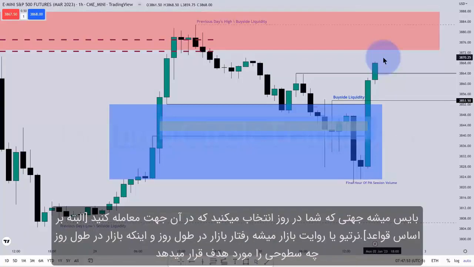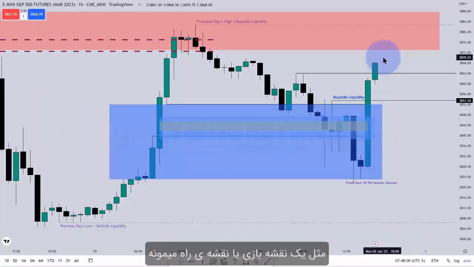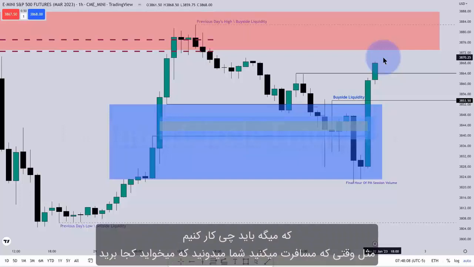Bias would be, which direction are you trading? Narrative is how is the day going to trade? And what's it likely to aim for as a result? That's not bias, okay? It's a game plan. It's a roadmap as to what it should do, okay?